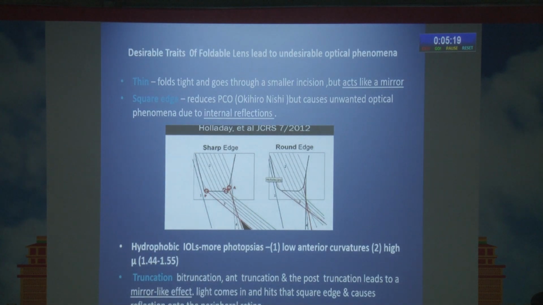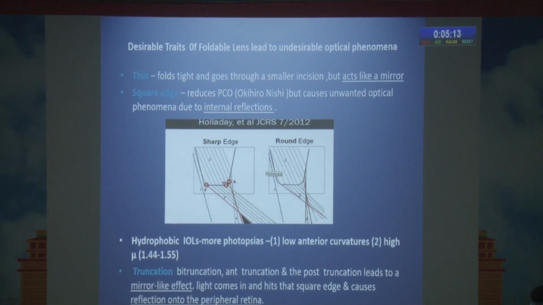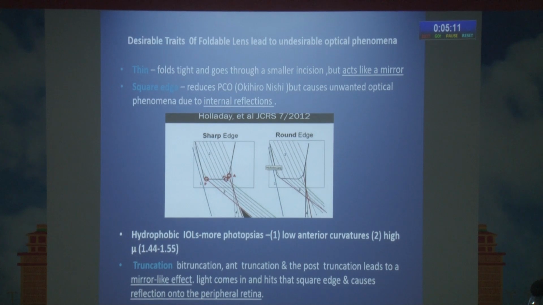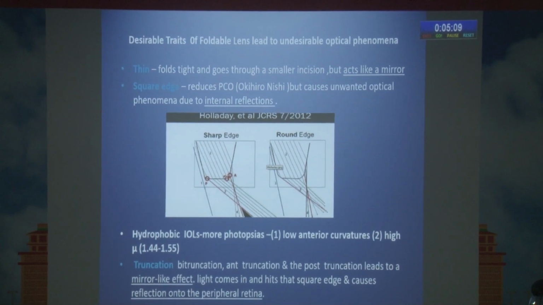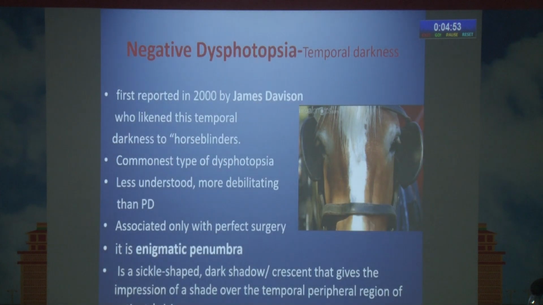We wanted some desirable traits in foldable lenses that have led to undesirable optical phenomena. We wanted thin lenses to go through a small incision; it acts like a mirror. We wanted square edges to decrease PCO; it causes internal reflections. We want hydrophobic IOLs because they cause less PCO, but because of low anterior curvature and high refractive index, they cause these optical phenomena. Truncation, bitruncation, all lead to a mirror-like effect.